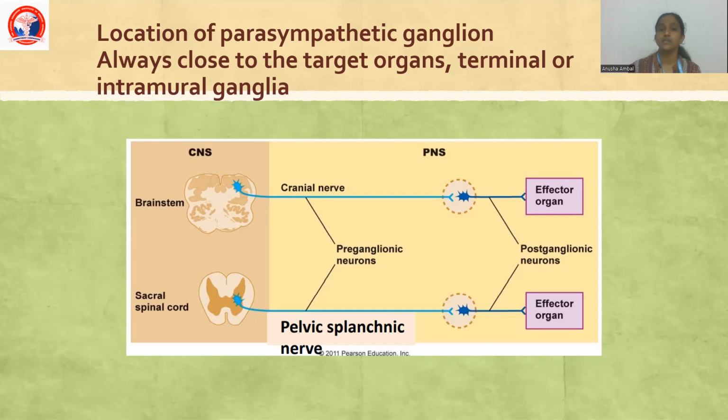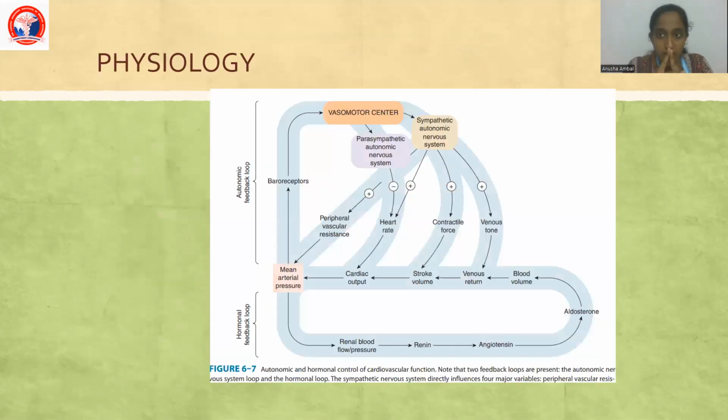The preganglionic neuron is always long, and the postganglionic neuron is always short. The ganglion is at the terminal region. In the ganglion as well as at the effector organ, there is release of acetylcholine only. So in all such aspects, there is no difference, except where the origination occurs, the brainstem or the sacral spinal cord. So we have seen almost everything about the anatomy.